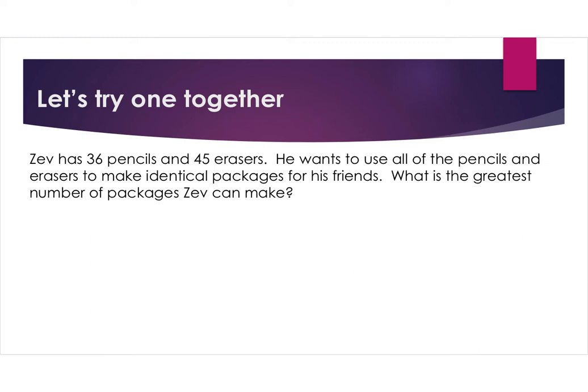So we can see we're dividing 36 and 45 up, and we want to make it so they have the greatest number of pencils and erasers. So since we're looking for a number that is smaller, or we're dividing into 36 and 45, we are looking for the factors. So we are looking for the GCF here. So we're going to do that by doing factor trees.